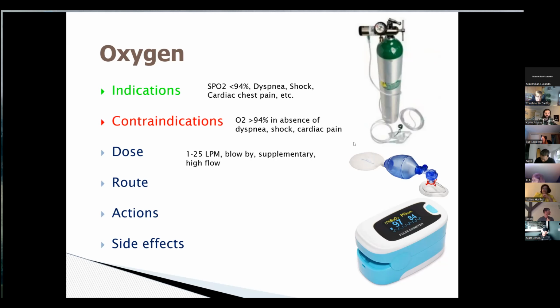If we're going to use an NRB or a BVM, one of the big high flow oxygen devices, we will use 10 to 15 liters. That is what we consider high flow oxygen. That's going to be incredibly important for anybody we consider a high priority patient. People who are in shock, major trauma, cardiac arrest, whatever. Anybody who needs a lot of oxygen, 10 to 15 liters per minute.